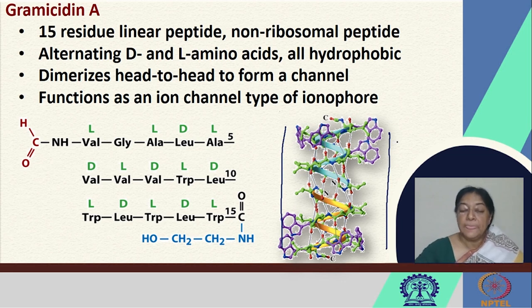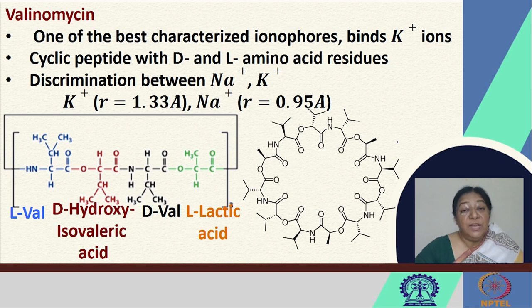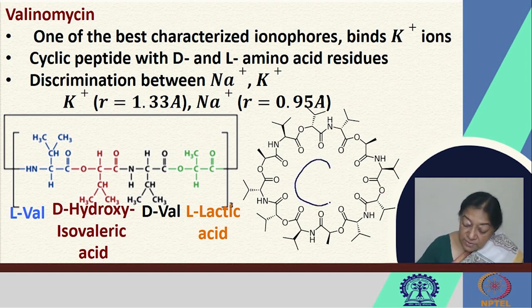ionophore. If we look at valinomycin, this is one of the best characterized ionophores. It binds the K plus ions. It is a cyclic peptide that creates this channel that transports the specific ions, and the cavity here is very specific, and it can discriminate between sodium and potassium.